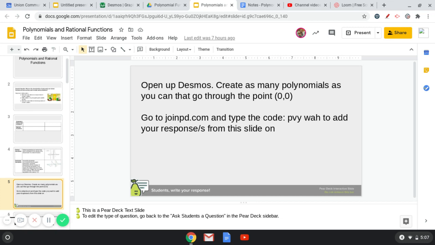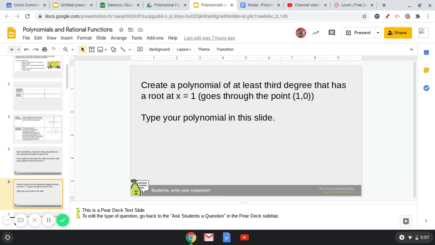So you might say, okay, what's the point of this? Here we go. Let's try another one. Let's create a polynomial of at least third degree. So that means we're going to have an x cubed term that has a root at x equals 1, which goes through this point x equals 1. So if you go to the pear deck thing, then you'll be able to actually answer this question. But if you can't, then just pause the video, try it on your own.